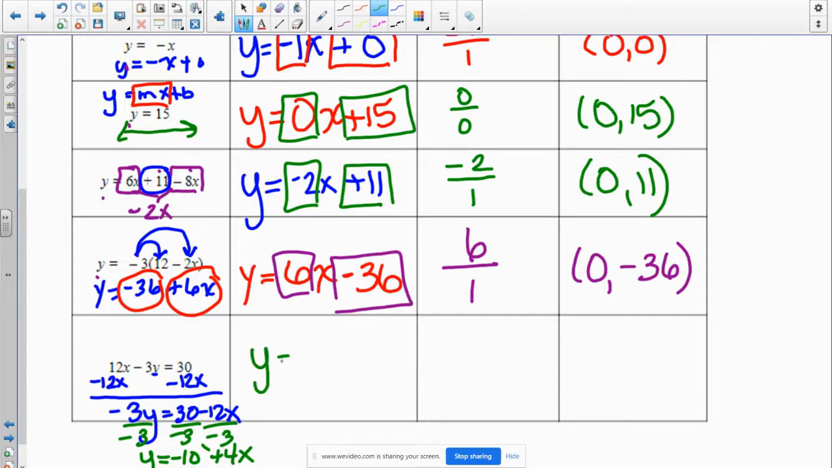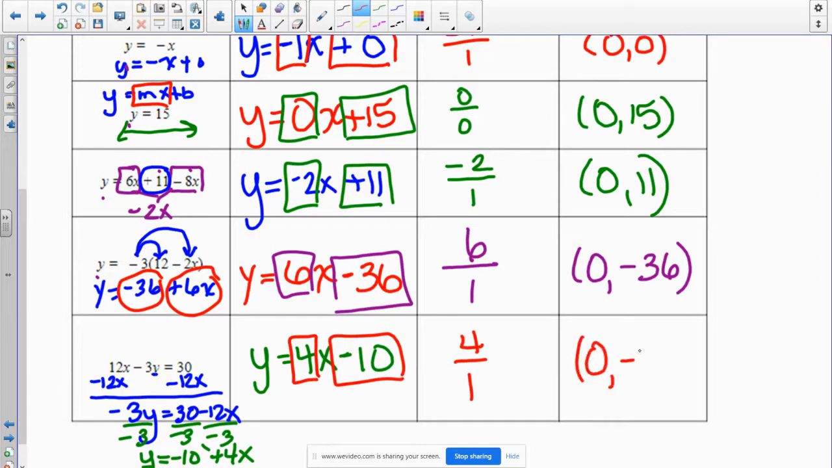So y, which we needed by itself, we did a good job. This is your slope. Remember the coefficient with the x, so 4x, and your y-intercept is sitting right here at negative 10. So the final thing is just write it up here. Slope, so 4 over 1. Y-intercept, 0, negative 10. So this is how you find the slope and y-intercept of your lovely equations in y equals mx plus b.